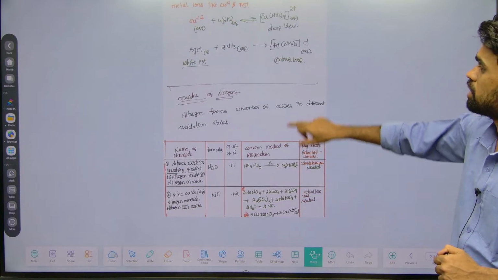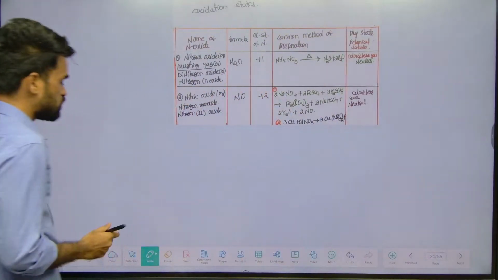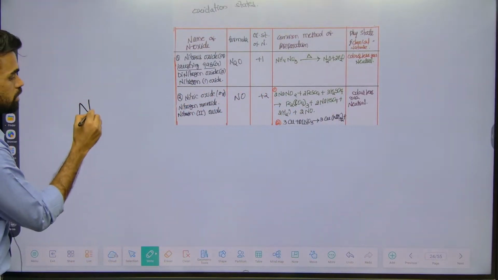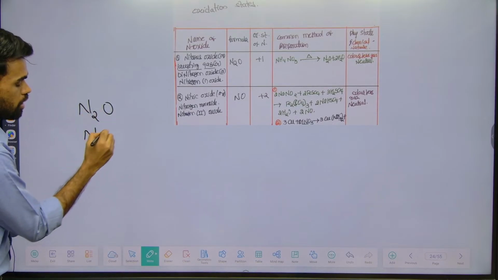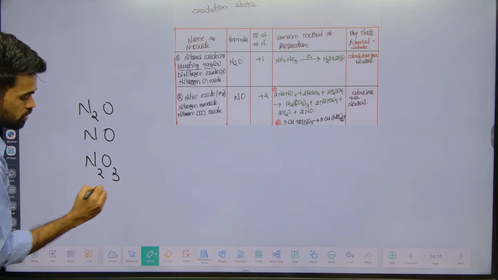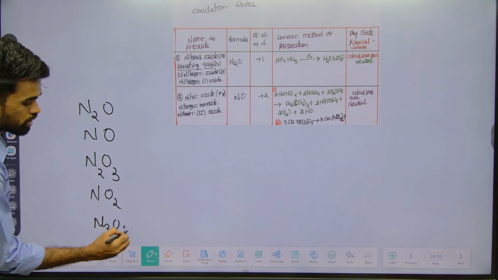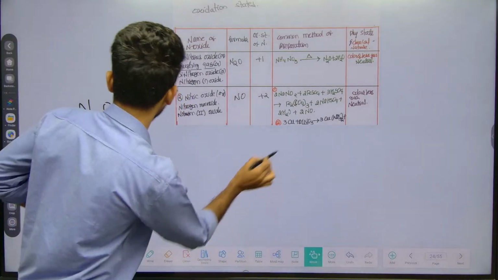Okay, from here you can expect this table now, important. What are the oxides we have for nitrogen? Write this: N2O, NO, NO2 or N2O3, NO2, N2O5. You can write the table later, but just listen to me first.